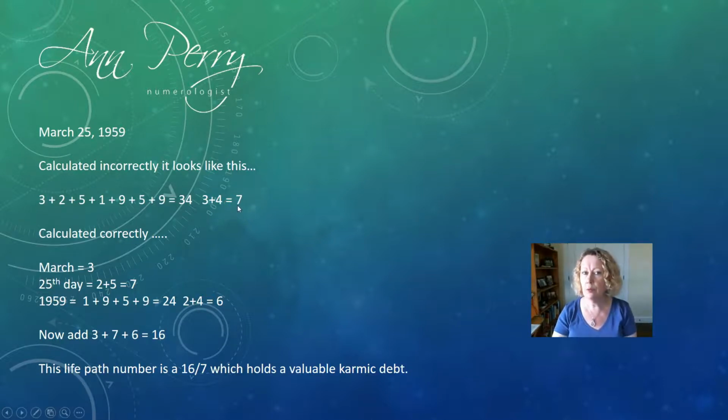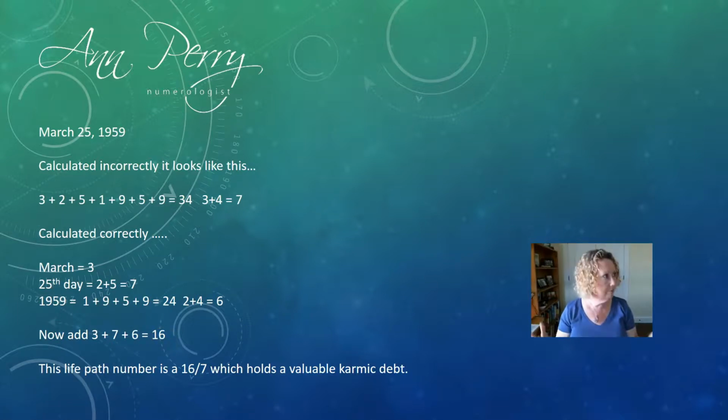Now, when we take this date of birth and we add it correctly and we break the components down like I showed you, we're going to break March down to the 3, because that's the 3rd month. We're going to take the 25th day, and we're going to break that down. 2 plus 5 equals 7. We're going to take 1959, and we're going to break that down to 1 plus 9 plus 5 plus 9 equals 24. Now 2 plus 4 equals 6. Let's add all that together. 3 plus 7 plus 6 equals 16. And 1 and 6 are 7.